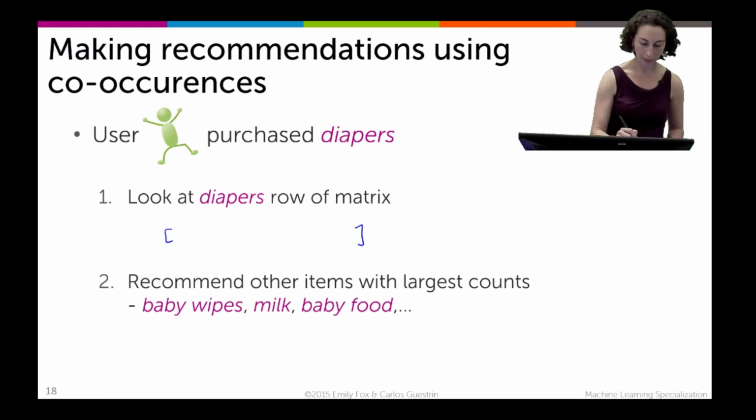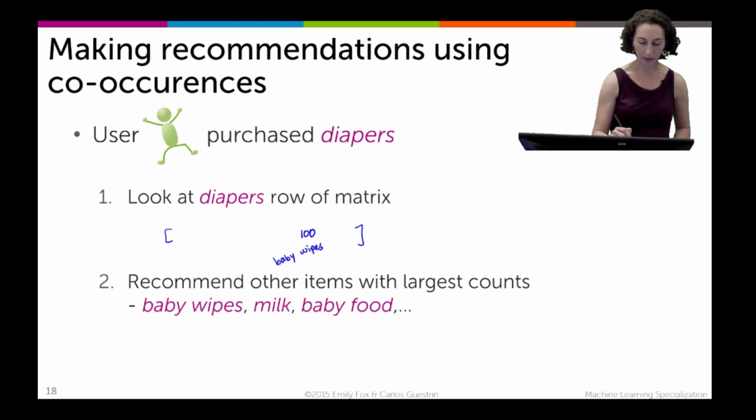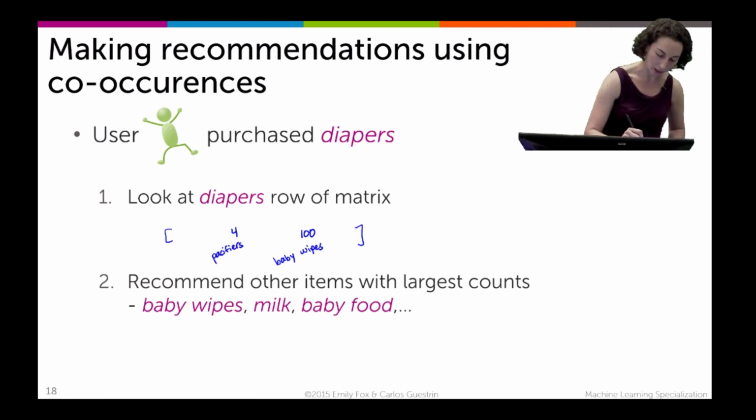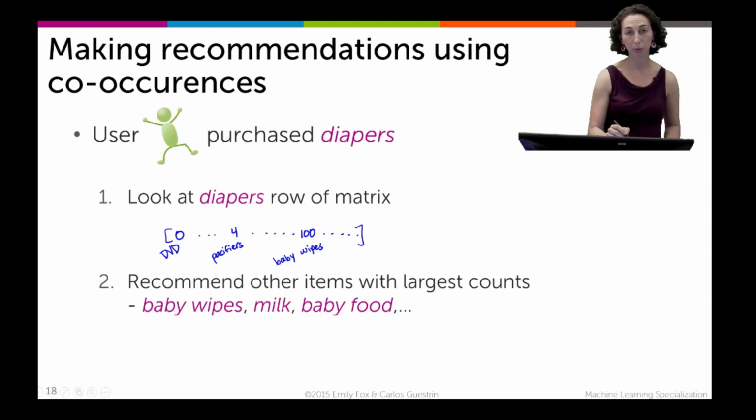And what this row has is how often people bought diapers, and remember, baby wipes was one of the items. Oops, sorry, not baby items, baby wipes. And that has, let's say, 100 counts. And then there's also, let's say, pacifiers. And maybe there are 4 counts of pacifiers. Let's think of something else. So let's say that there's some DVD. Let's say there's no counts of those DVDs. We're going to have this whole vector of counts of how many times people who bought diapers bought all these other products. Okay, well, using this, now we can very straightforwardly make our recommendations.